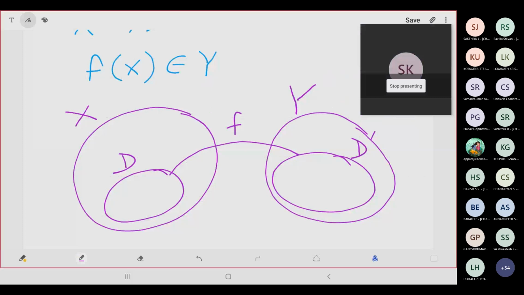So you can see that suppose D is a subset of capital X, and D maps into Y with subset capital D dash. So in that case, capital D is the domain, and capital D dash is the codomain.